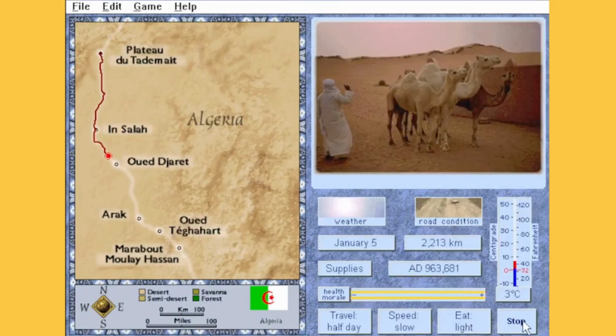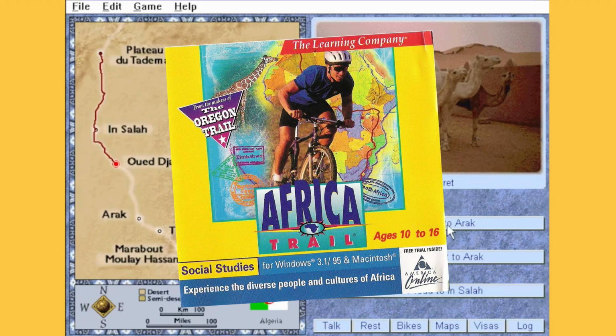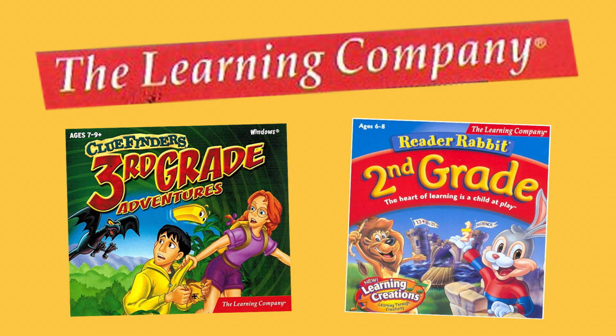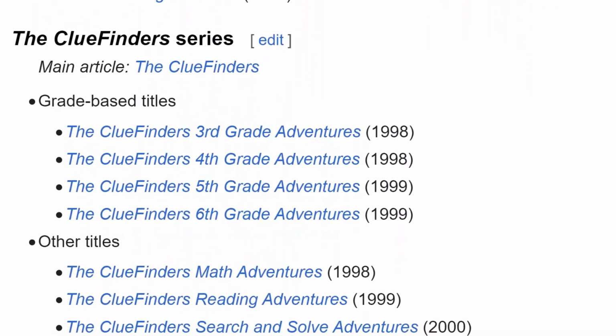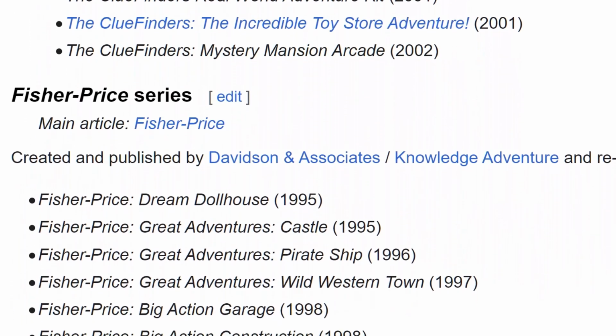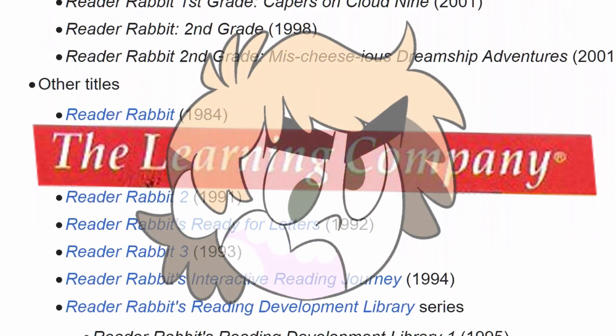Something rather peculiar about Africa Trail was that there were two versions of the game published. One from Mech, and another from the Learning Company, which should be a familiar name if any of y'all played Clue Finders or Reader Rabbit back in the day, like yours truly did. They published a lot of games around this time, but here's something you may not know about them during the mid to late 90s, like yours truly didn't.